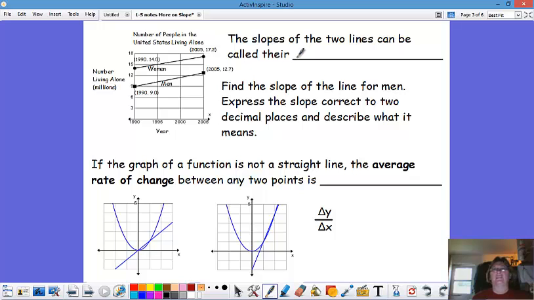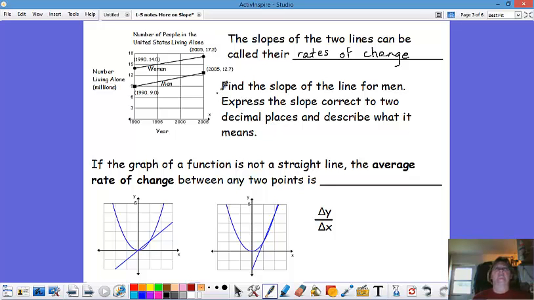The slopes of the two lines can be called their rates of change. Usually that term is associated with tables, but it's true here as well. You might also think about it as being the slopes will show their trend, the amount that they're increasing or decreasing over time. It says that we should find the slope of the line for men and express it correct to 2 decimal places, describe what it means.